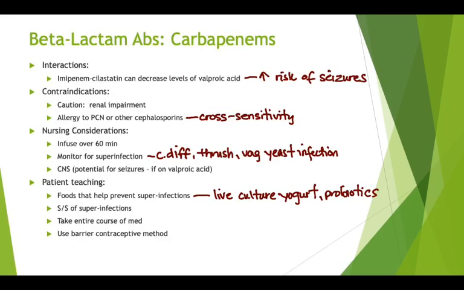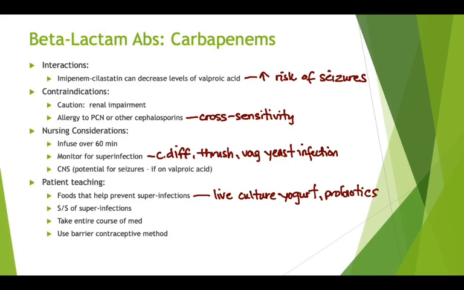Interactions. Your imipenem cilastatin can decrease the levels of valproic acid, so then it's going to put the patients at risk for seizures. So that's one med that could have an interaction with it. Contraindications, again, renal impairment and any allergy to penicillin.